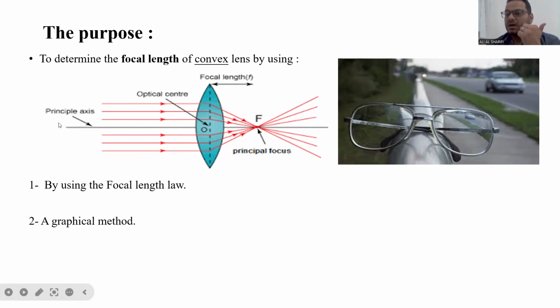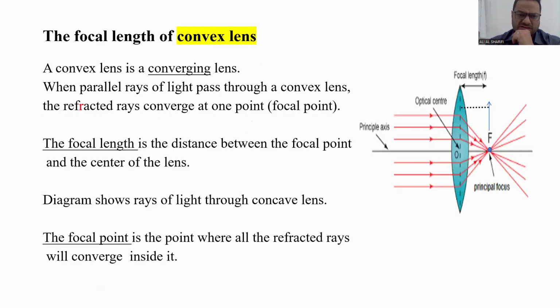Okay, we will calculate the focal point, the focal length, by using two methods. The first one is by using the focal length law directly, and the second one is by using the graphical method, by explaining the relation between the x, y, and I will explain all of that in the next slides.